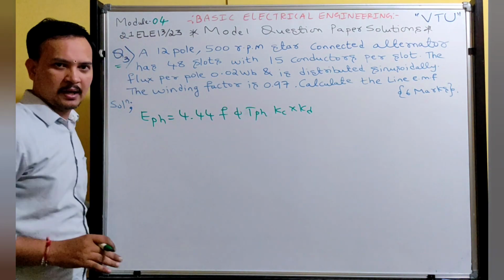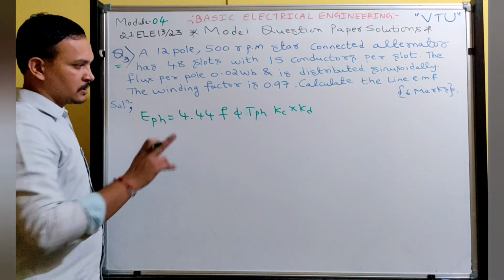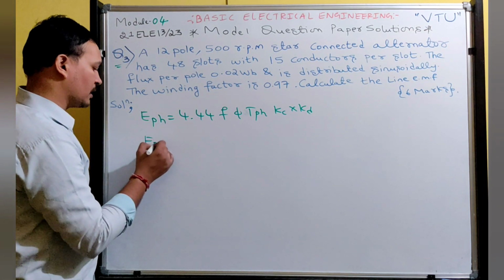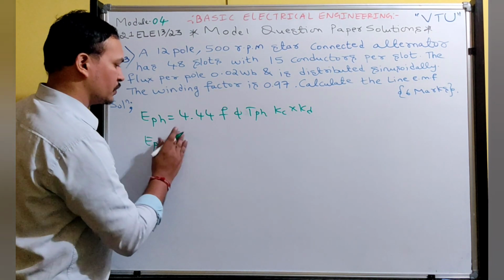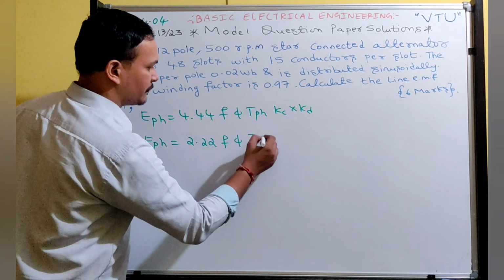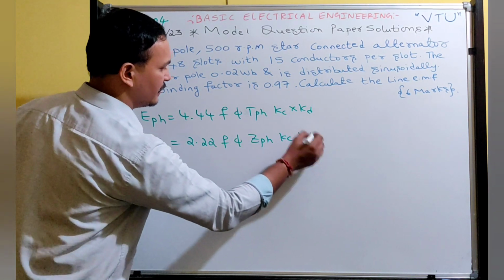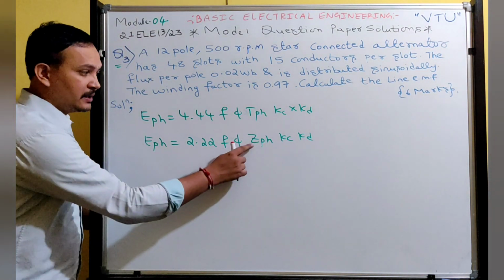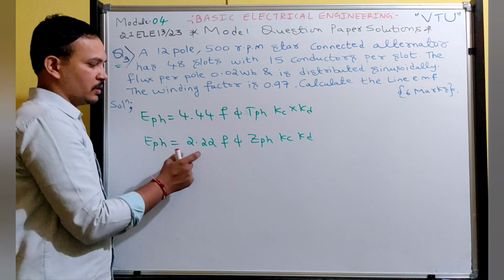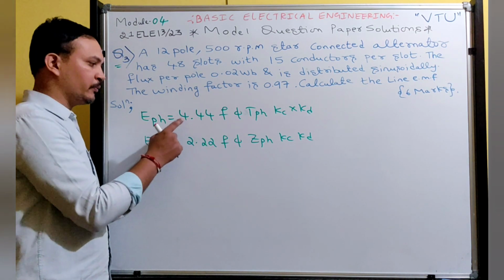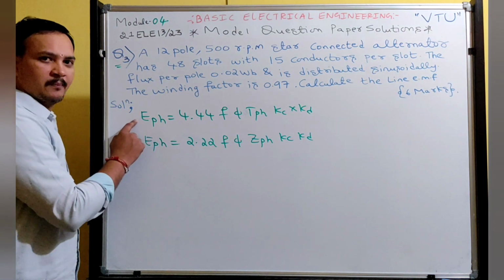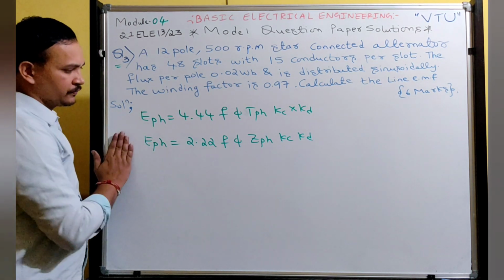Everything is multiplication. In some colleges they are going to solve the problems with this formula, and in some colleges they are going to use this formula, 2.22 F phi ZPH KC KD. This is conductors per phase and this is turns per phase. They are going to select this formula or this one. Both formulas are correct. I am going to solve it from this formula.